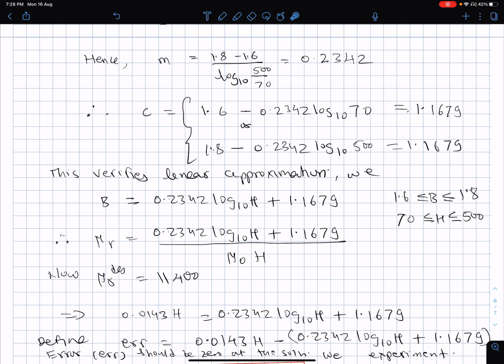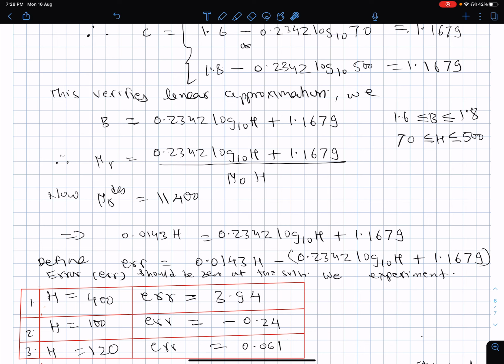So now in that region we have got a nice linear approximation of B, which is given here. Once B is given, just divide it by mu 0 times H and you will get mu R. So B divided by mu 0 H is equal to mu R, and the desired value I want is 11,400. So I equate this to 11,400, and this is the simplified expression that I get.